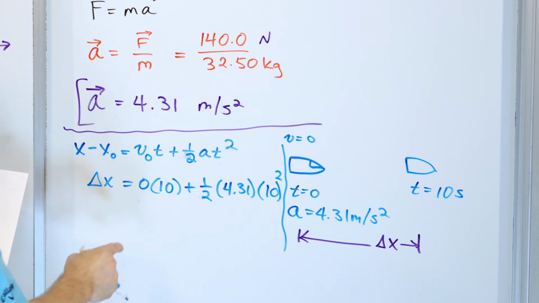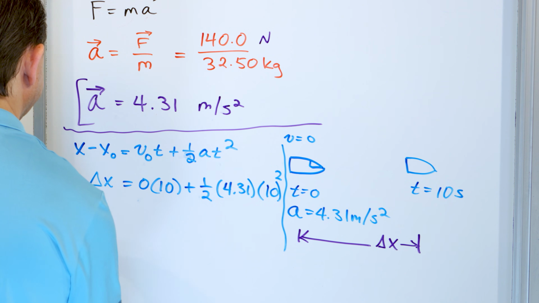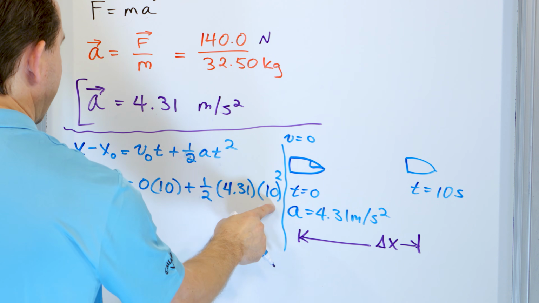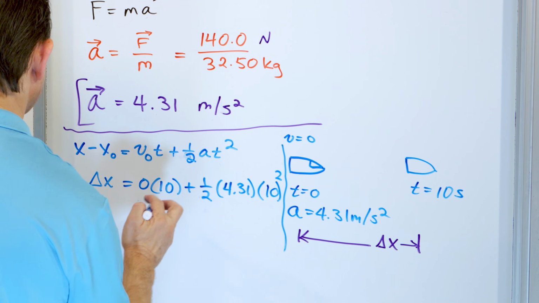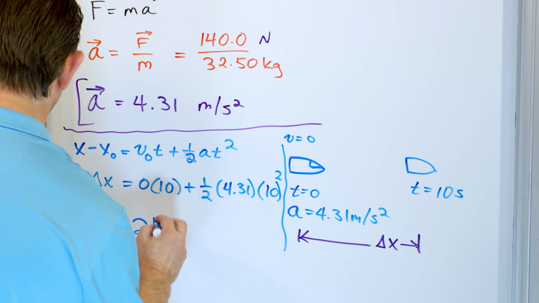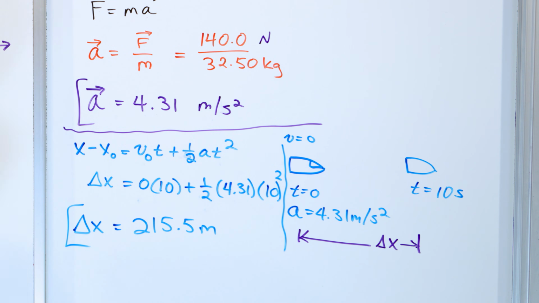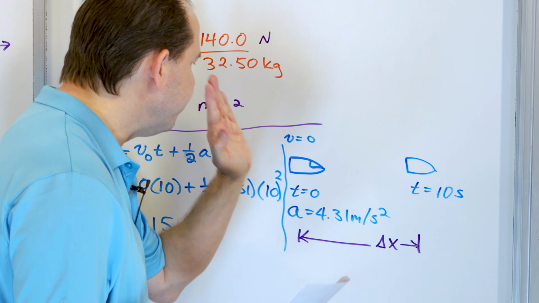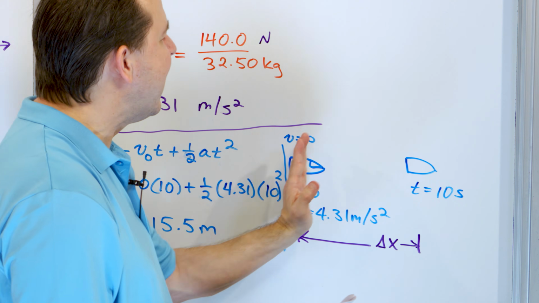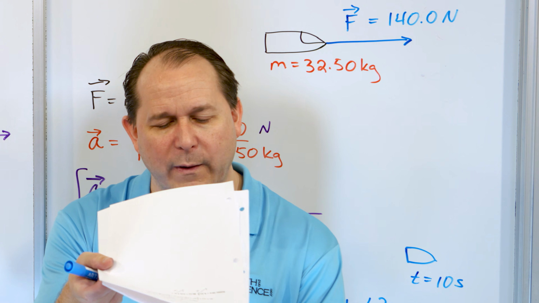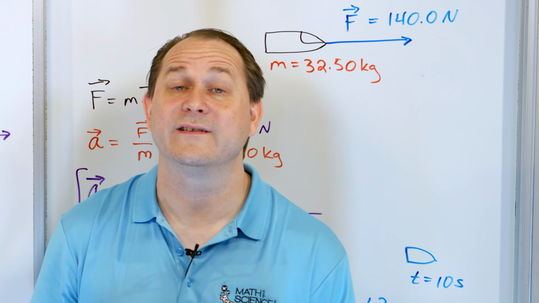So the first term is going to become 0. And then you have 1/2 times 4.31 times 10 squared. That's going to be 100 times this times this. You're going to get 215.5 meters. That's the distance traveled, because we're assuming the ship is at rest, starting at some starting position. How far did the ship move? That's exactly what was asked. It says, how far away is the ship if the total trip took 10 seconds?